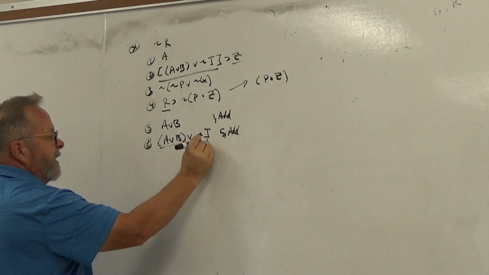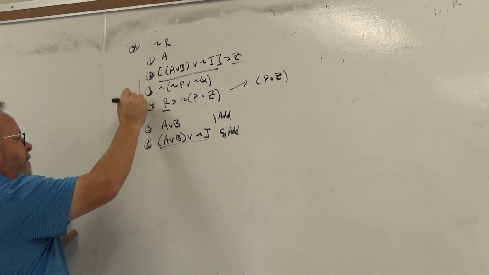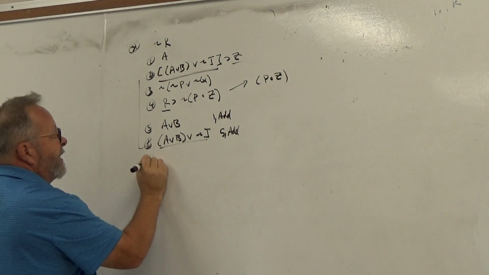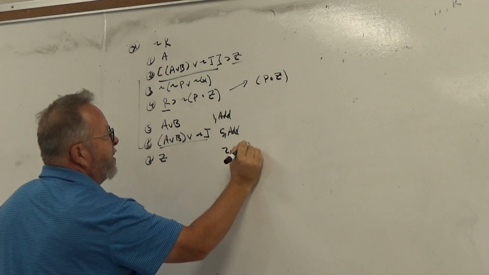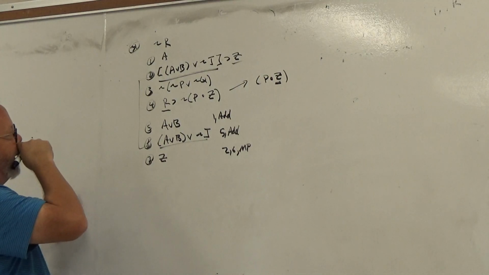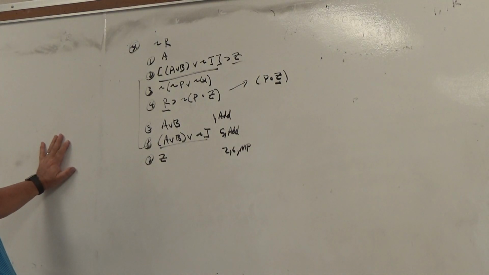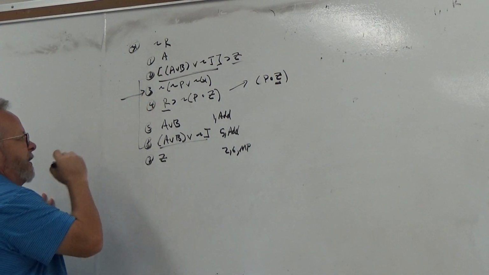So now look, this is the antecedent to 2, so I can do a modus ponens with 2 and 6, and that gets me Z. 2, 6 modus ponens. So I've got that part, so now I need a P, okay? I need a P. Okay, look at line 3. We have not used that yet.